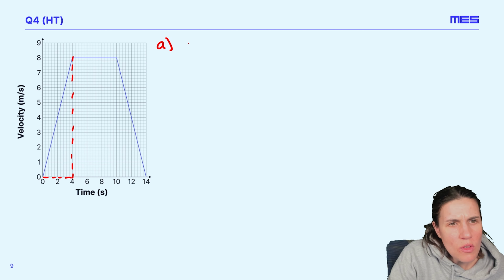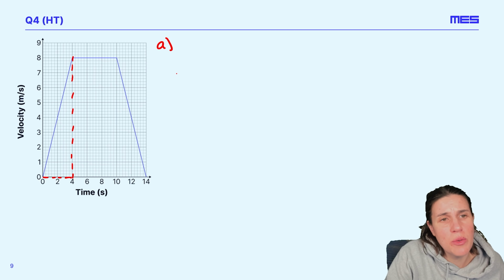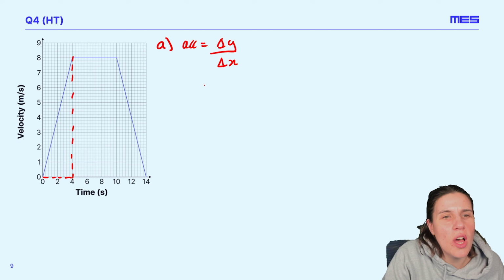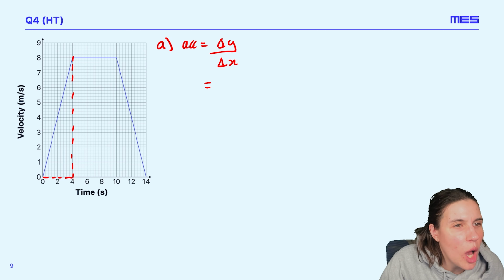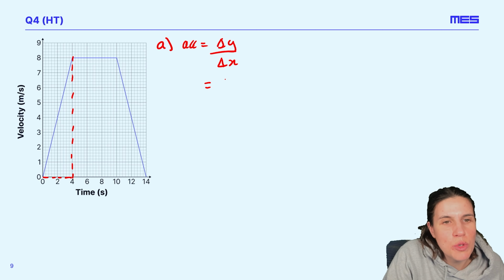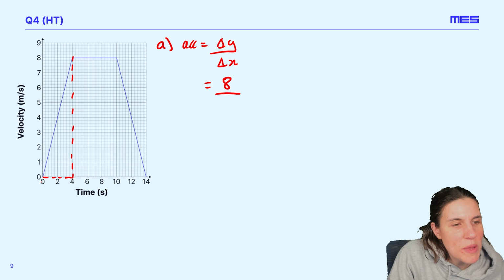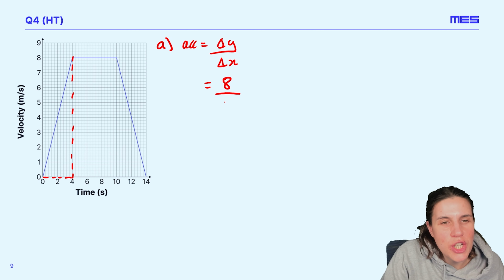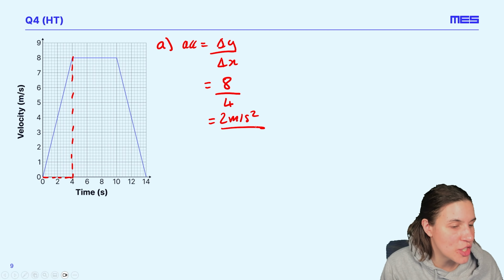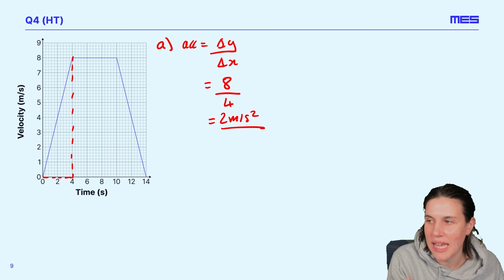So remember, the acceleration of a velocity time graph is the change in y divided by the change in x, or the rise over the run. So we go up from 0 to 8, so the rise would be 8. The run would be from 0 to 4, so the change in x would be 4. So my answer is going to be 2 meters per second squared. My acceleration for just the first 4 seconds.